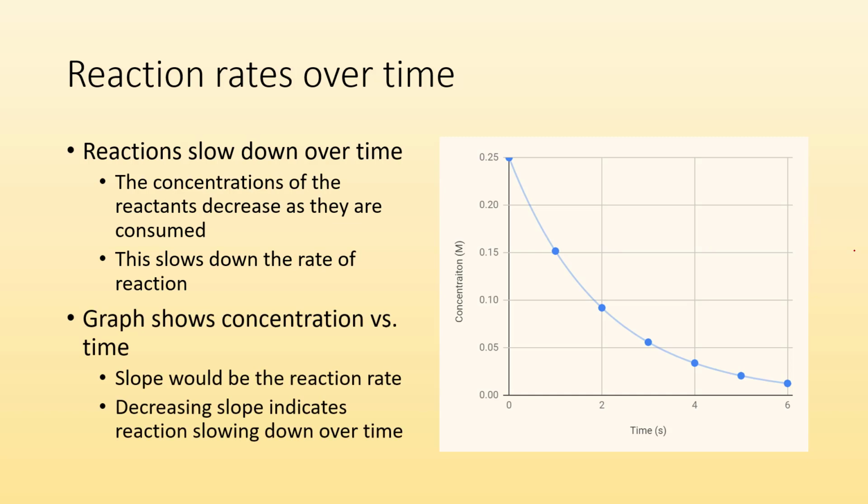So this graph shows concentration versus time. You can see the slope, that would be our reaction rate. So the slope would be the change in concentration over the change in time, and that is our rate. So you can see the slope for these, the slope decreases over time, right? It's becoming flatter, slows down.